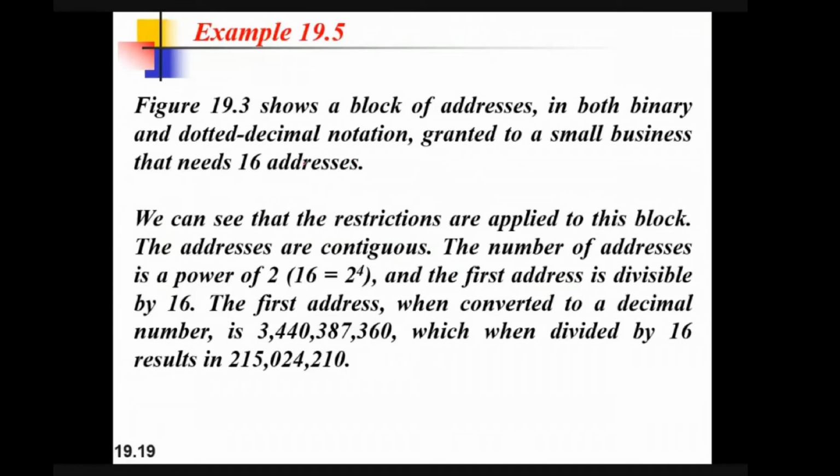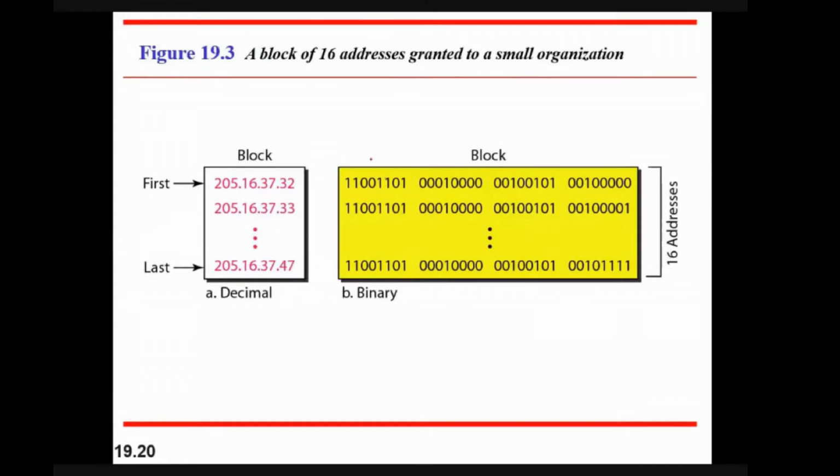Let us check a figure first. This figure shows one block of addresses. The block starts from 205.16.37.32 and ends at 205.16.37.47. If you check, this part is the same, and this part changes from 32, 33, 34, 35, 36, 37 up to 47. So the total number of addresses is 16. Am I right? 32 to 47 is 16, if you count. So this is a block of addresses.